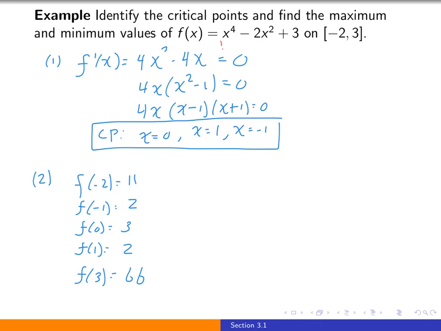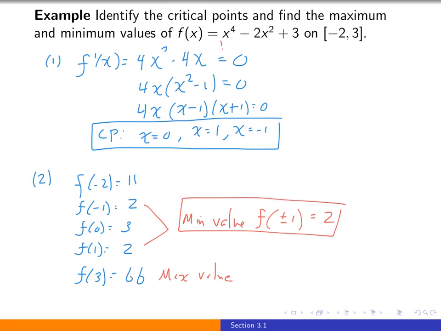So looking at my list of numbers, I see a very obvious largest value, 66. That's going to be the maximum value. And then we see the smallest number as well, 2. So the minimum value, 2, occurs at plus or minus 1. And how we could denote this is just say f of the input plus or minus 1. Regardless of which input we plug in, we get an output of 2. So we have our minimum value and our maximum value.